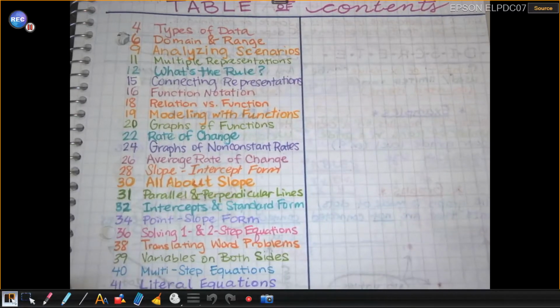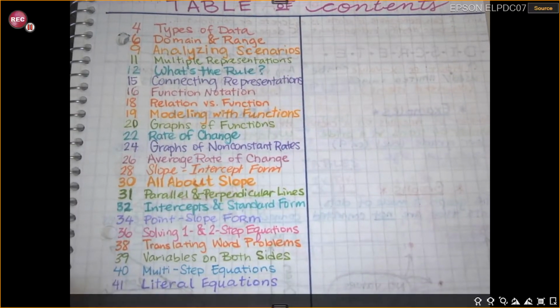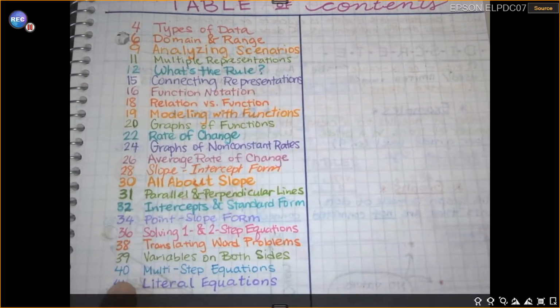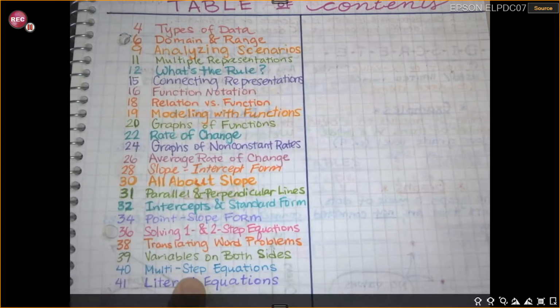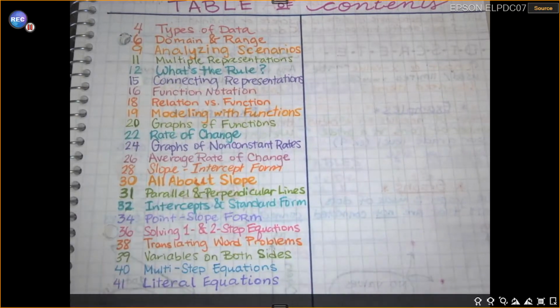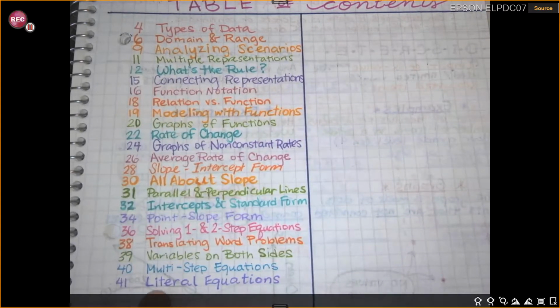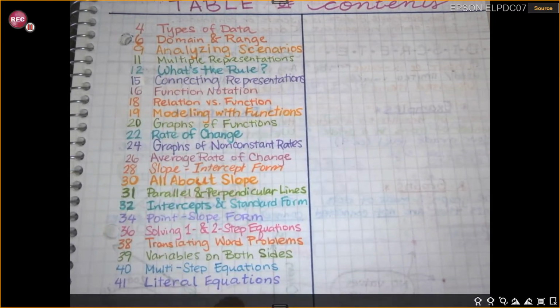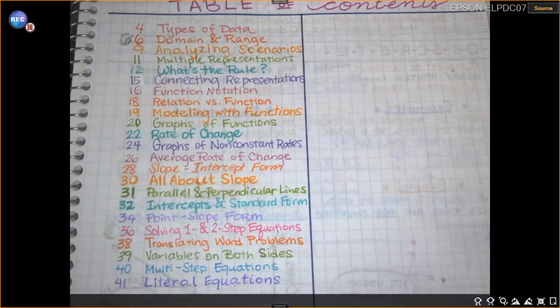All right, everyone. So again, today is going to be 2 pages of notes. On the left-hand side, page 40 is multi-step equations. So it's kind of like the biggest equations that you could run into for linear equations. And then page 41 is literal equations, and that's on the right-hand side.